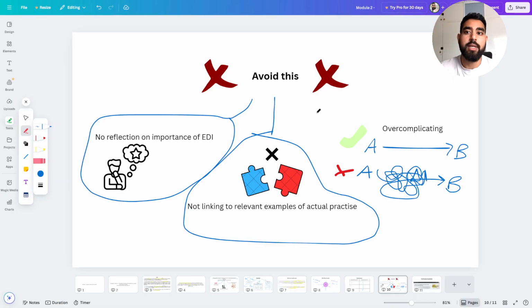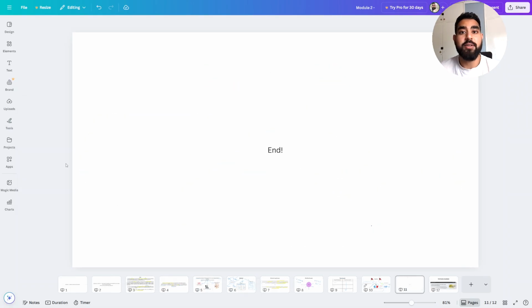Just follow that structure. You don't have to go into a whole lecture or preach about any particular thing. Just try and keep it factual and keep it simple. Generally those are the best evidences. So yeah, avoid overcomplicating. And that is the end of the example.